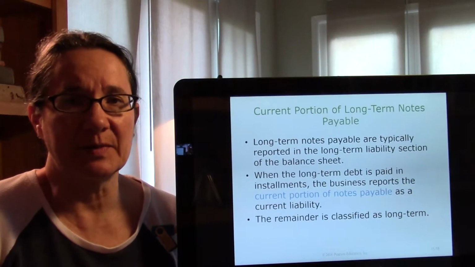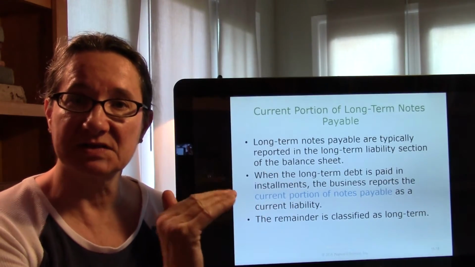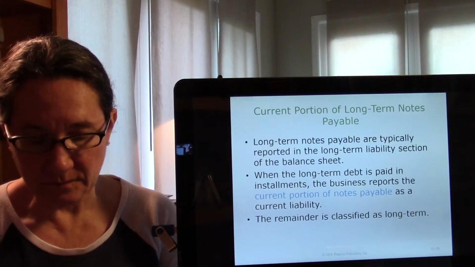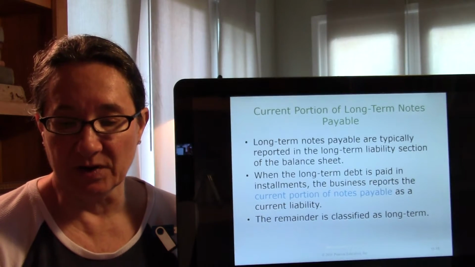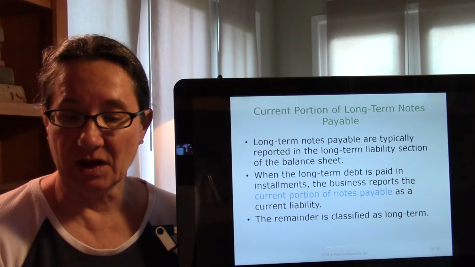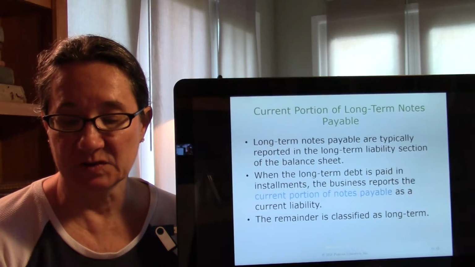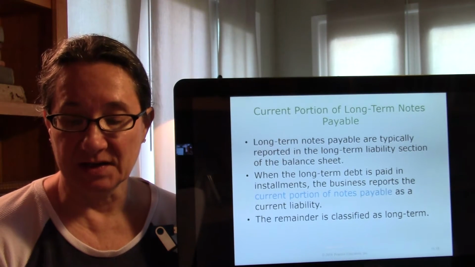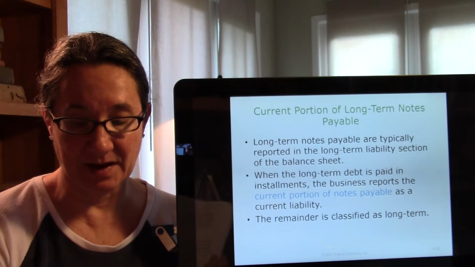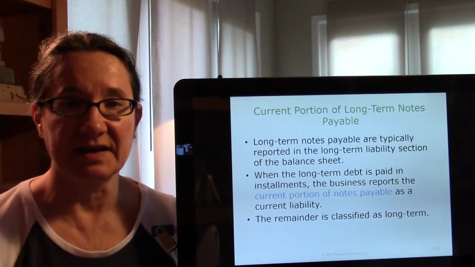So that happens all the time. So companies figure out, well, how much of my long-term notes do I have to pay within the next year? And they put that on the books under current liabilities, and the rest goes under long-term liabilities. Long-term notes payable are typically reported in the long-term liability section of the balance sheet. If, however, the long-term debt is paid in installments, the business will report the current portion of notes payable as a current liability. The current portion of notes payable is the amount of the principal that is payable within 1 year. The remaining portion of the note will be classified as long-term.